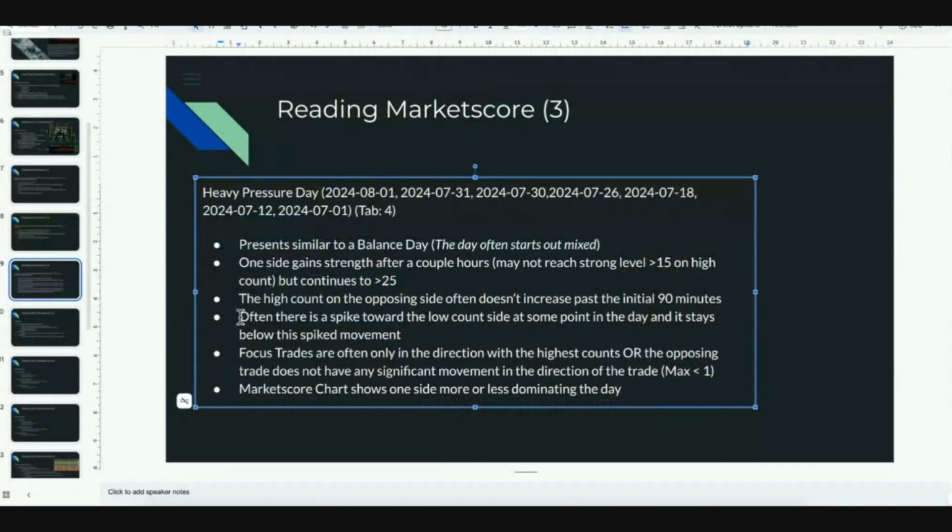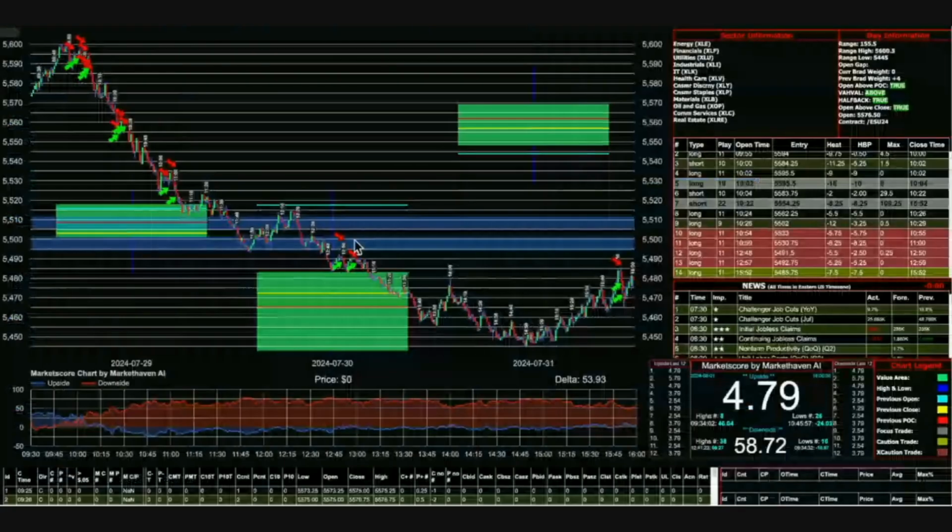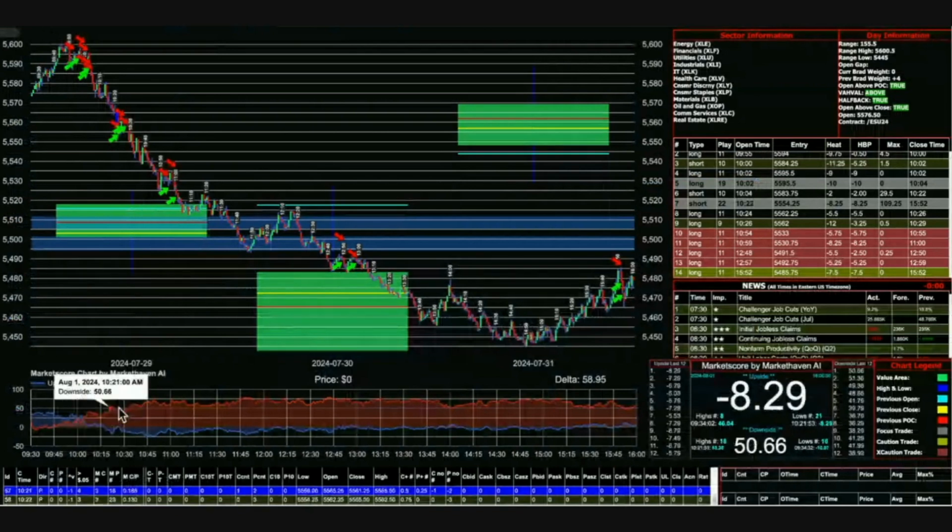Often there is a spike toward the low count side at some point in the day, and it stays below this spiked movement. Now, this is where it gets interesting. On this day, the trend clearly is to the downside, which you're not going to question that. But toward the end of the day, you see this spike up, or this movement up. Technically, it's not really a spike, but it is a very significant movement up, where the low down here is the 47, and we move up all the way to the 80. So that's 33 points, a fairly significant move off of the low.